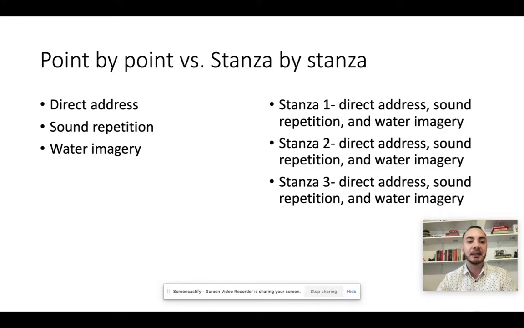Now, I don't want you to think about these as three paragraphs. I want you to think about them as three sections, because you may have multiple paragraphs discussing direct address, you may have multiple paragraphs discussing sound repetition, etc.